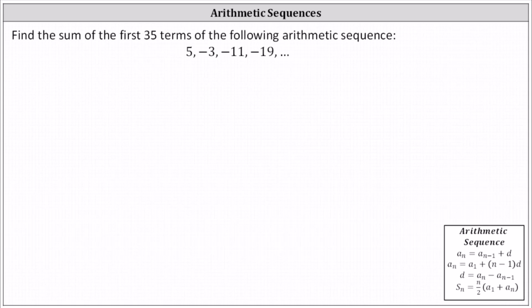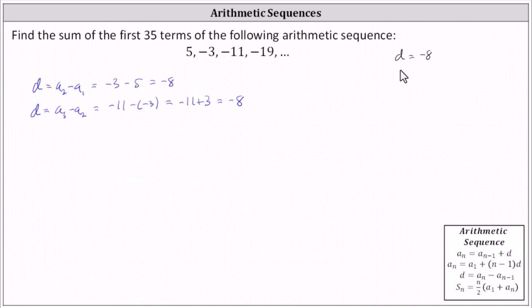For example, if we use a sub 2 and a sub 1, the common difference d is equal to a sub 2 minus a sub 1, which is equal to negative 3 minus 5, which equals negative 8. We get the same result if we were to use, let's say, a sub 3 and a sub 2. The common difference d must also equal a sub 3 minus a sub 2, which is negative 11 minus negative 3, which simplifies to negative 11 plus 3, which of course is also negative 8. So now we know the common difference d equals negative 8.